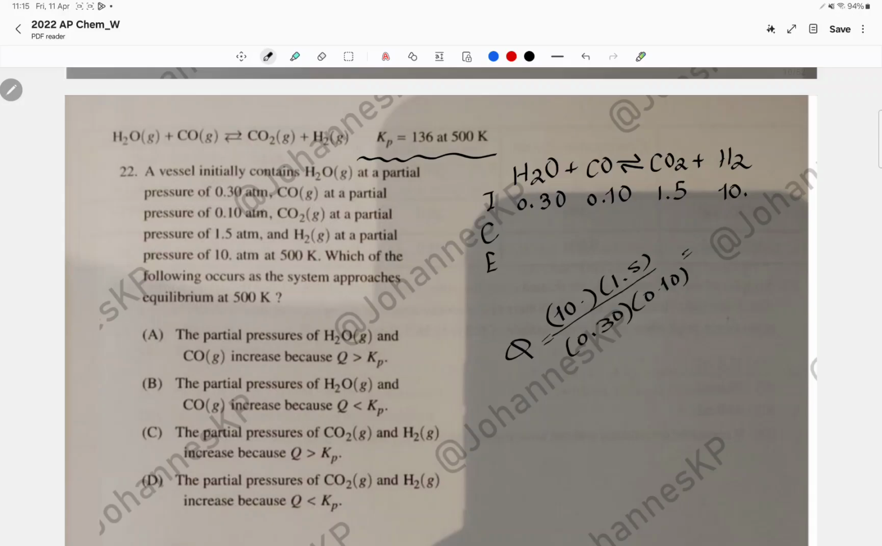How much will that be? That should be 500 if I'm not mistaken. And you should always put the K on the left and the Q on the right when you compare. 500 is bigger than 136. The reaction is pointing to the left, so you're going to have to go left, basically. And if we go left, we're going to be increasing water. We're going to be increasing CO.